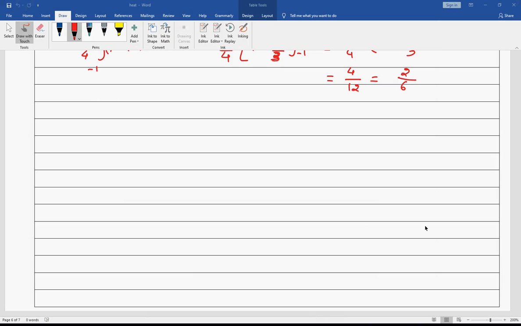So today we are going to solve the eigenvalue eigenvector problem. Okay. So we are going to write down the steps first.